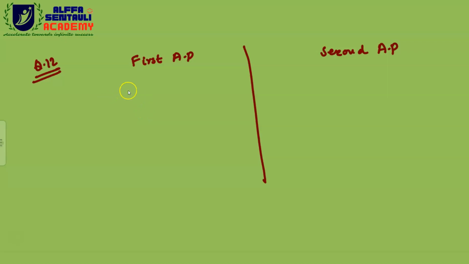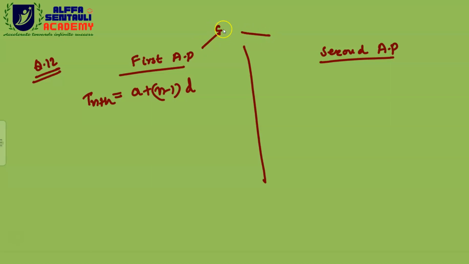So let us assume a first AP and a second AP. For the nth term, your first term is A and the common difference is D. They have told that the common difference for both the APs is the same, beta, that is D for both. But here you can assume the first term of the second AP is something different.